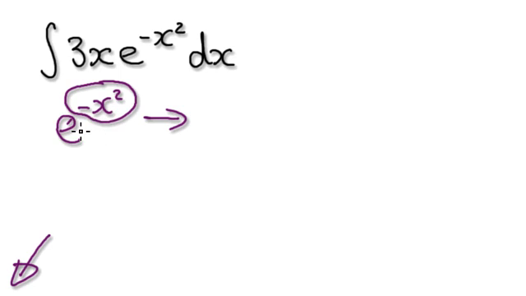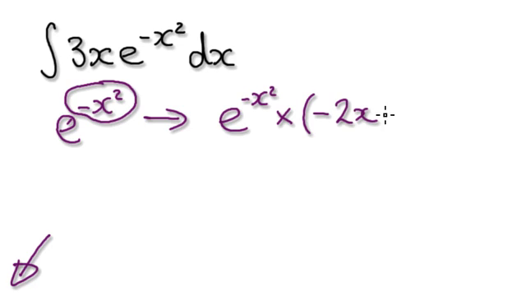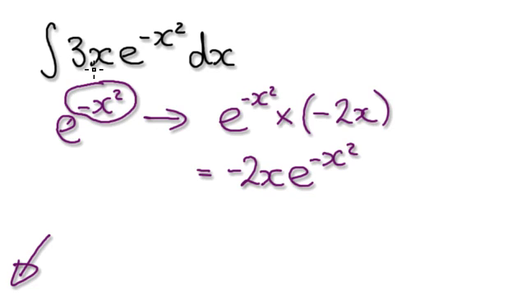Okay, so when you differentiate this, it will give you e and then the bubble intact, and then you've got to times with the derivative of the bubble itself. So that will give you this. Tidy it up, it will give you negative 2x e to the power of minus x squared. But we don't want the 2x, we want this 3 here. So let's make the adjustment.